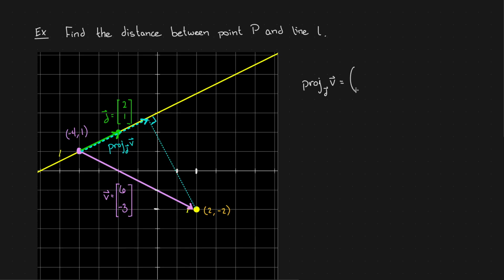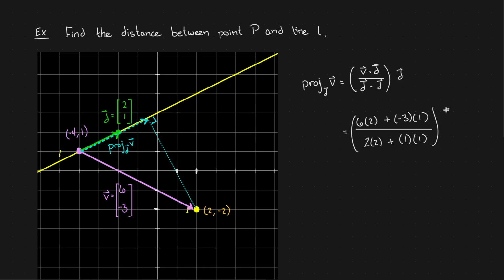Okay, so we know the formula. V dot D over vector D dot vector D times vector D. So just plug in. For V dot D, I've written the vectors down here. So vector V dot vector D, that's first component times first component plus second component times second component, over, and now D dot D, first component times first component plus second component times second component, and then multiply that by vector D.